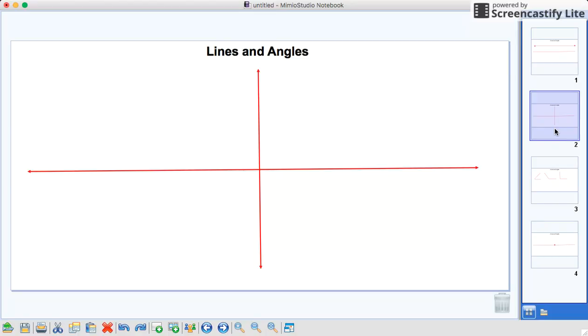We also have two lines that, if they cross and make right angles on all four corners, then these lines are called perpendicular. Pause the video and write perpendicular in your notes.